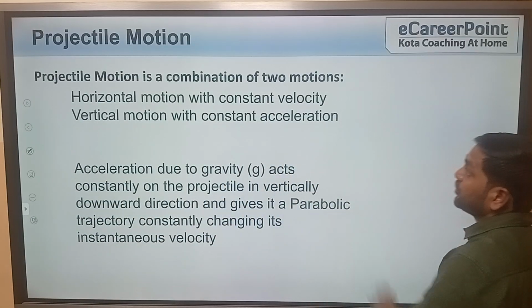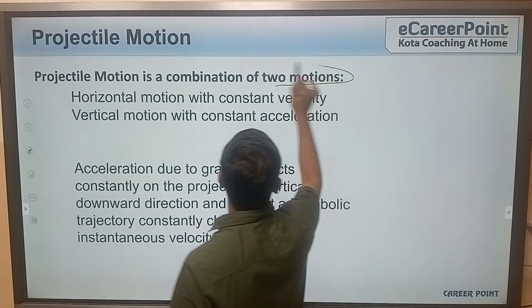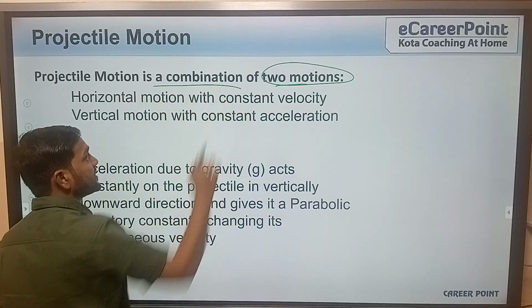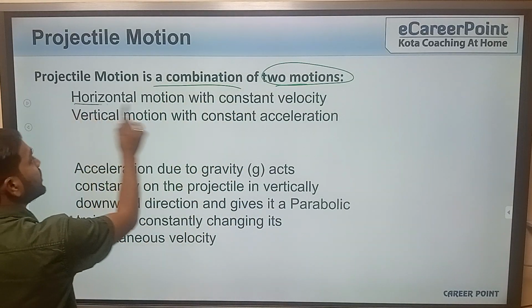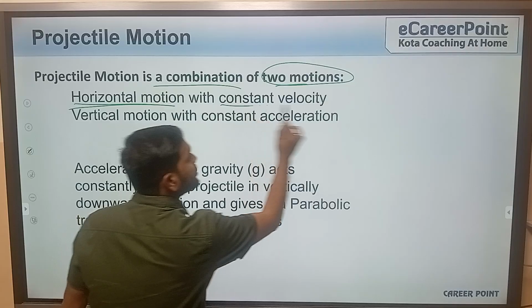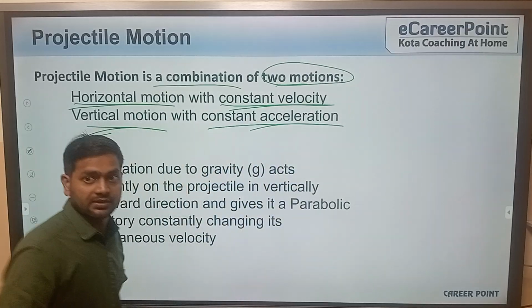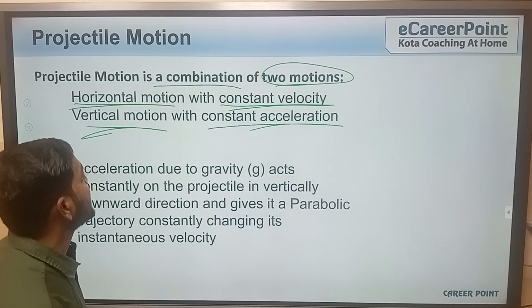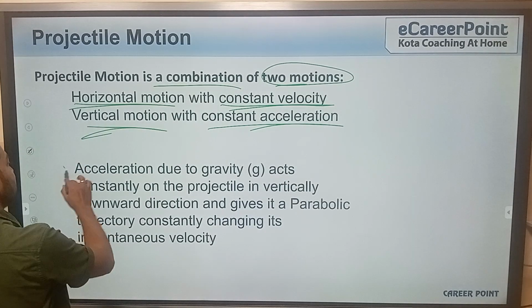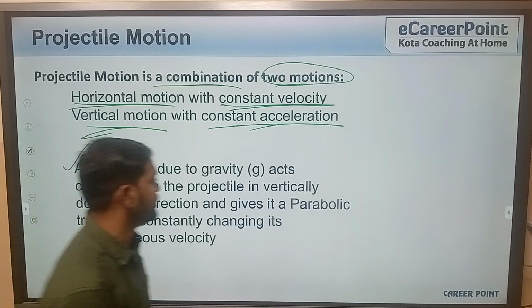So here projectile motion is the combination of two motions. The first one is horizontal motion with constant velocity, and the vertical motion with constant acceleration. So here we are having the acceleration due to gravity g.